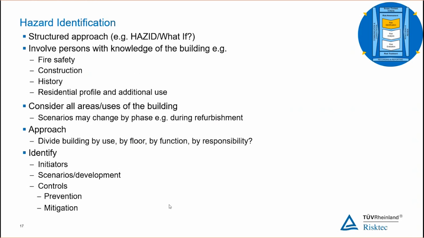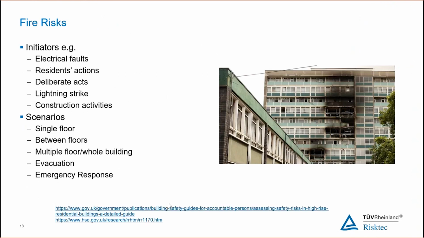So we are looking at fire risks. We're looking at structural risks. So there are going to be a number of potential initiators with regards to fire risks: electrical faults, resident actions, deliberate acts. As I mentioned, construction activity. All of these might cause fires, but it's important to also recognize how these scenarios might develop, because though they may be restricted to a single floor, or a single compartment, some of them may have the possibility of moving between floors or across the entire building.